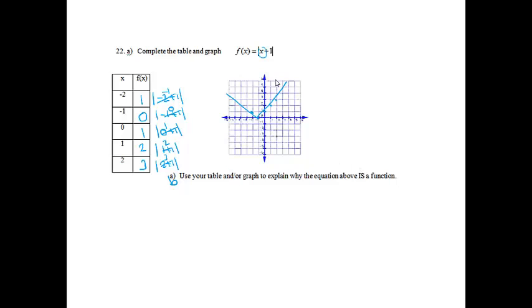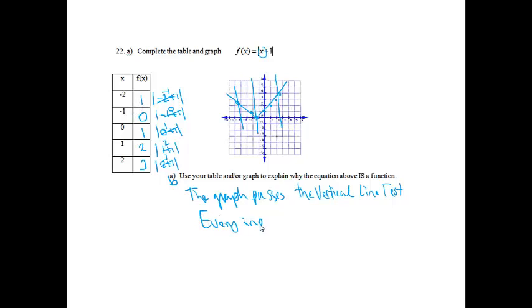So if we use the graph, I notice when I'm drawing vertical lines, each line is only passing through one time. So we could say that the graph passes the vertical line test. That would be one reason. Or we could look at our table, and we notice that every input has exactly one output. So that would be another reason if we wanted to put that. Every input has exactly one output.